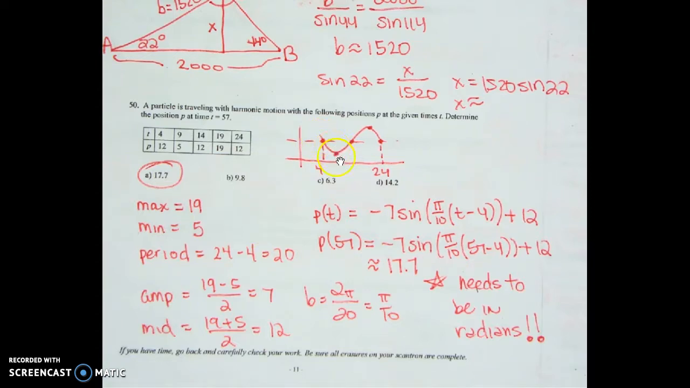I saw that the minimum value was 5 and the maximum 19, and the period was 20. Then I could find the amplitude, midline, and B value. Since the graph started at 4, I translated it 4 units. And since it was a downward sine graph, I put a negative in front of the 7. You need to make sure you switch your calculator to radians to evaluate the value of the function when t is 57. When you do that, you should get 17.7.